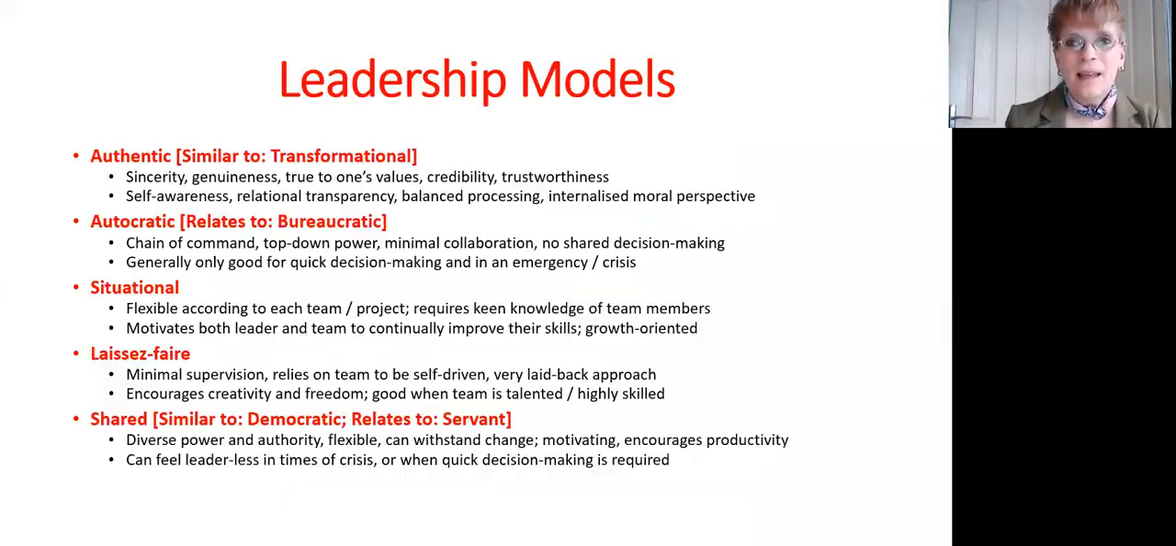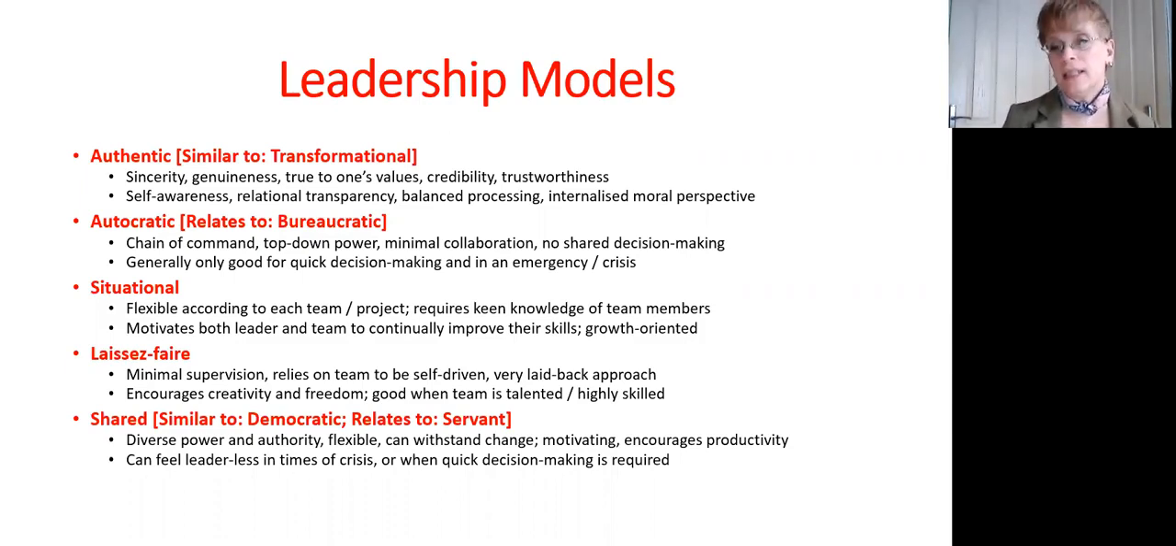Again, leadership. Finally, let's look at some models. Well, these 5 are the most typical models of leadership, and several of them relate to other models, which we'll see on a subsequent chart.